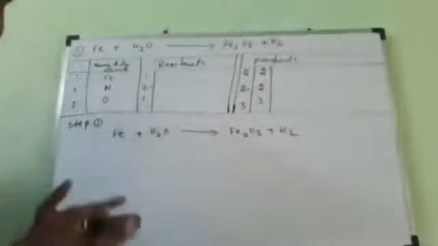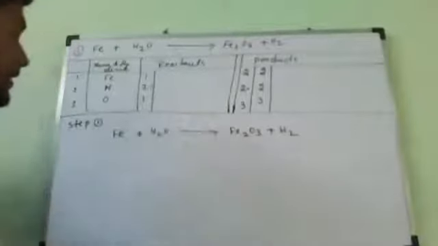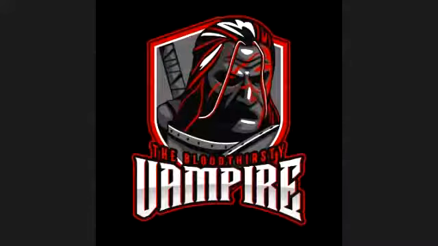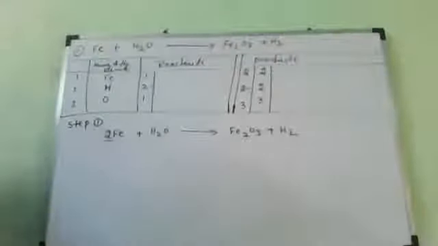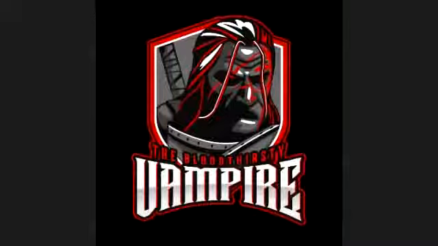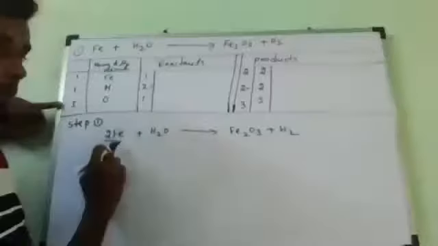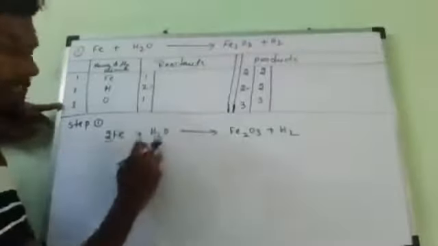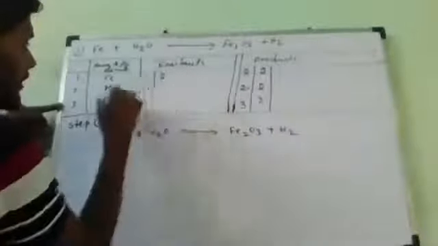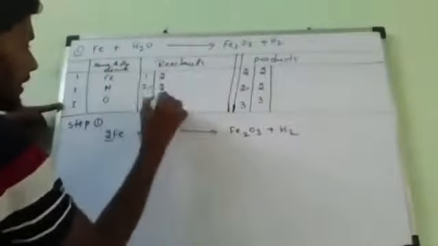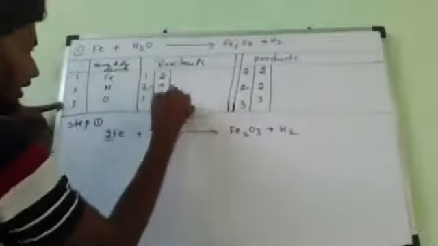Now, here 2 is there and here 1 is there. I want to make it balance, so which number should I multiply? I have to multiply the iron with 2. That's all. 2 into 1, 2. Correct or not? Yes, sir. I am multiplying the iron with the coefficient 2. Is there any change in hydrogen and oxygen? No, sir. So the number of irons is becoming 2, hydrogens 2, oxygens 1. Is it correct or not? Yes, sir.